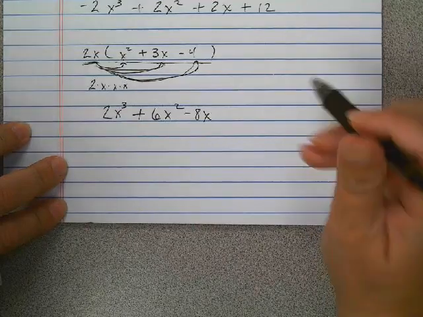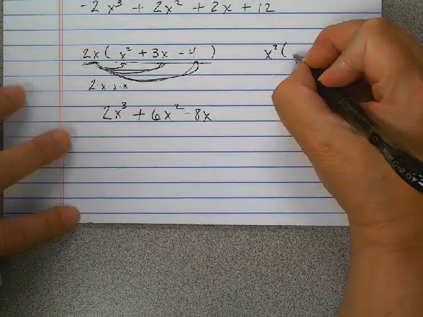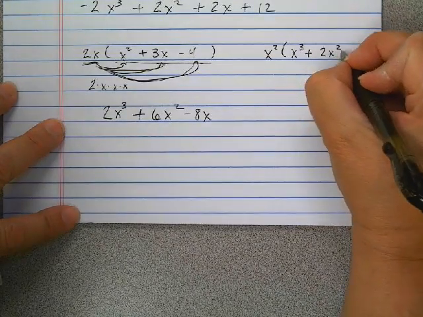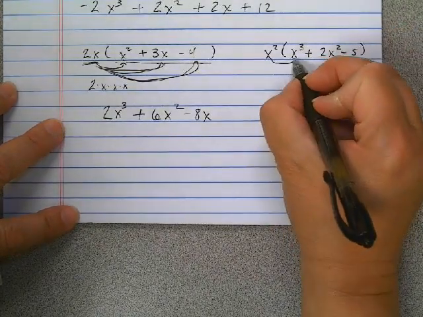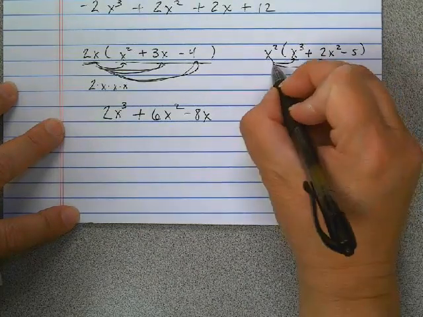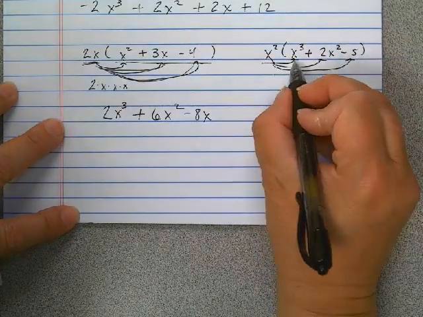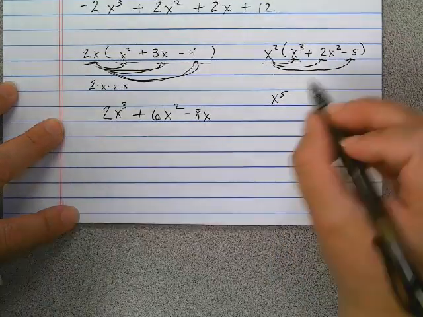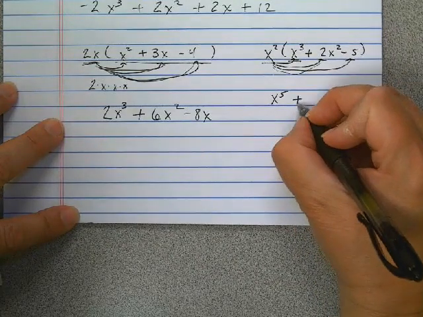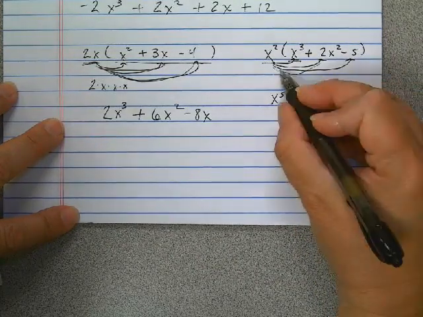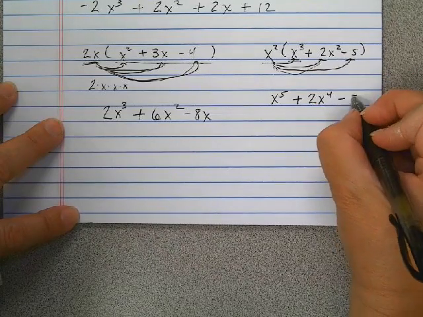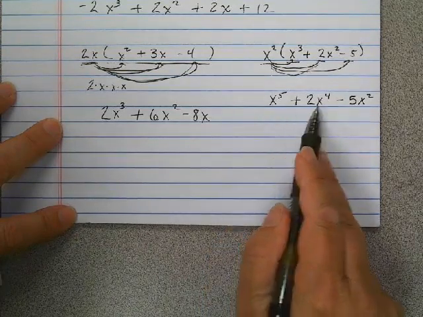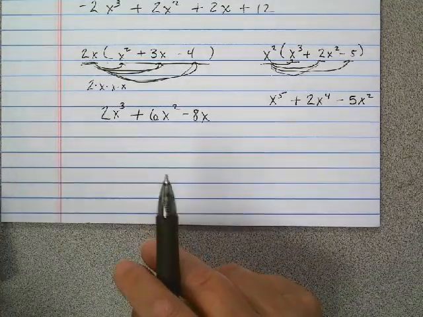Let's do another one like that one. X squared times x to the third plus 2x squared minus 5. So I want to take this x squared times everything inside the parenthesis. X squared times x to the third would now make x to the fifth. X squared times 2x squared is plus 2x to the fourth. And x squared times negative 5 is minus 5x squared. Since none of these are like terms, it can't be added.